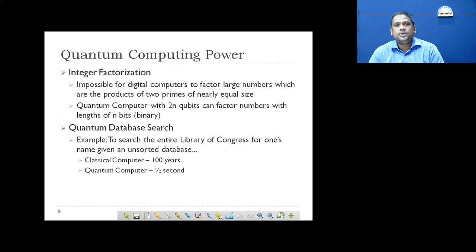Moving forward, the quantum computing power depends on integer factorization. It is impossible for digital computers to factor large numbers which are the product of two primes of nearly equal size, whereas a quantum computer with 2 to the power of n qubits can factor numbers with lengths of n-bit binary. This is one of the greatest advantages of quantum computing power. Moving forward, the quantum database search. For example, to search the entire Library of Congress for one's name given an unsorted database, a classical computer requires 100 years, and the quantum computer is capable of doing the same in half a second.